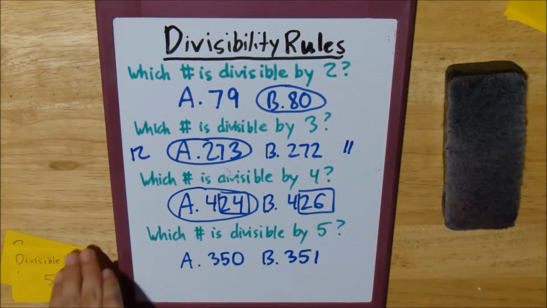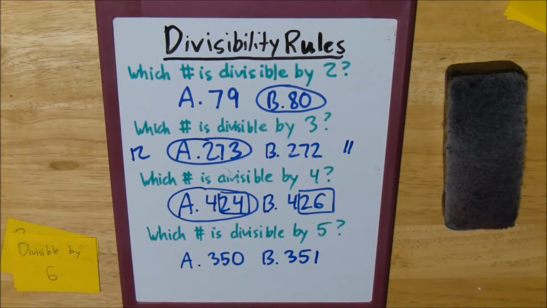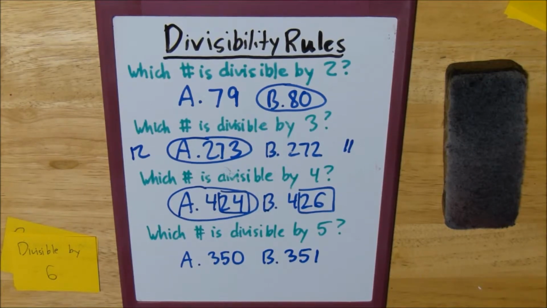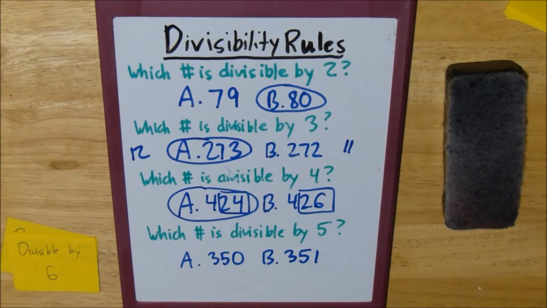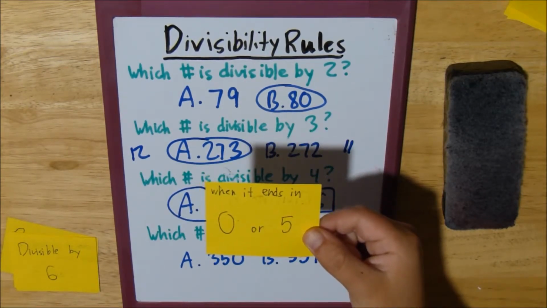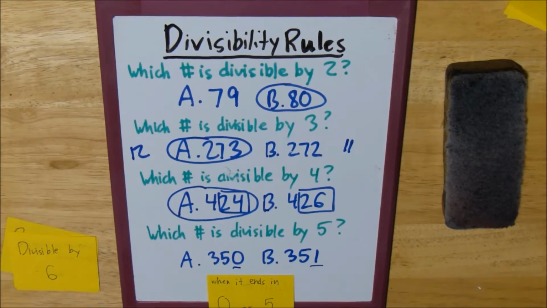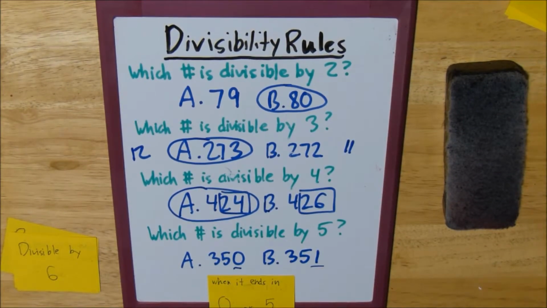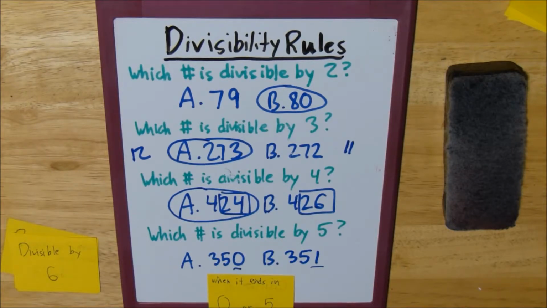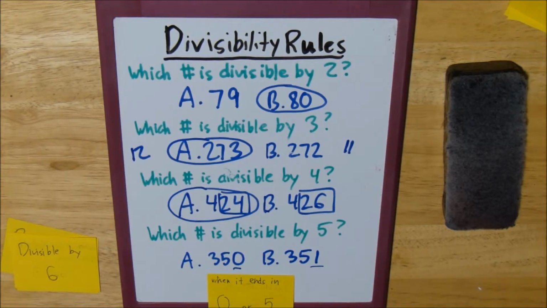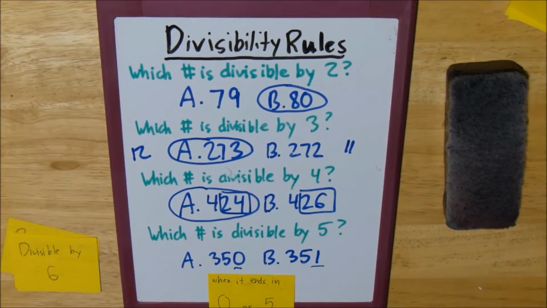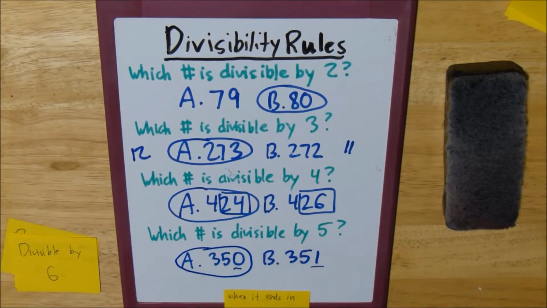Now let's move on to divisible by 5. I think this is, once again, a pretty simple rule, right? It's not really that hard. Not really hard to remember. So, a number is divisible by 5 when it ends in 0 or 5, right? So, you focus on the ones place, I guess you'd call it, and you notice that 350 ends in 0, 351 does not. So this must be the number that is divisible by 5.